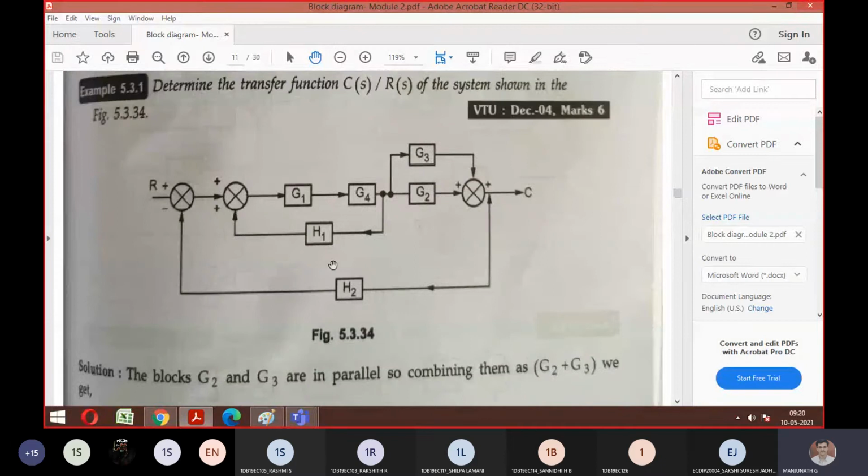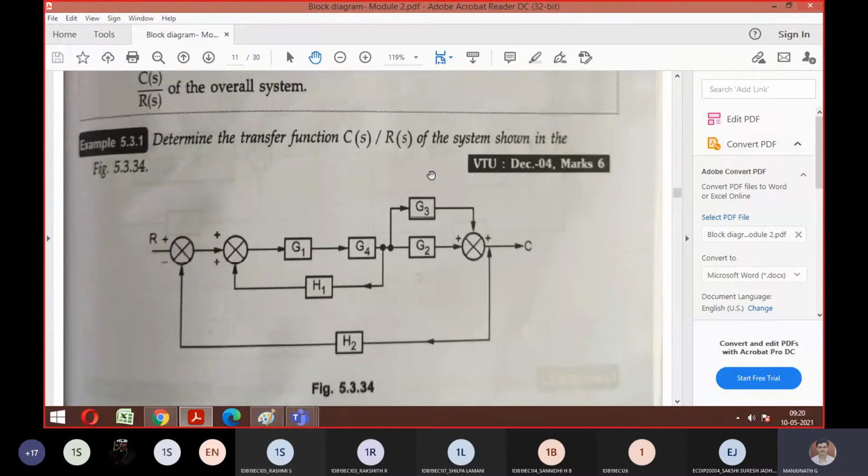So this is just to refresh what has happened. I wanted to solve this problem. So look at the question. They ask you to determine the transfer function. They may give T of S or C of S by R of S, output by input, nothing but the transfer function, for the system shown below. So this is a simple problem. Can anyone tell me how we can proceed with this?